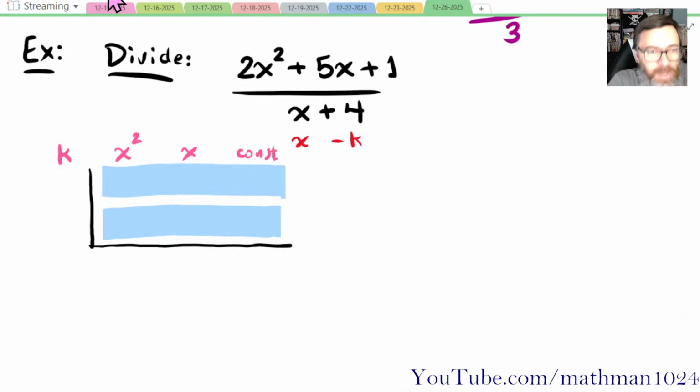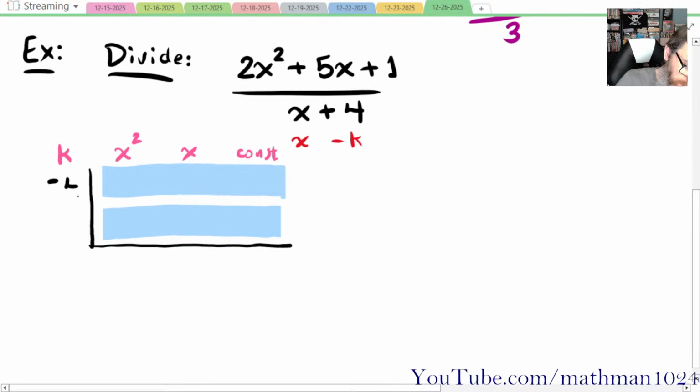And then what we do is we populate this with the values that we're given. The k value is going to be the opposite of what I see there with a plus 4, so I'm going to write a minus 4 here. And then I'm just going to write these coefficients now. So we'll have 2x squared, 5x, and plus 1. All right, that's it.